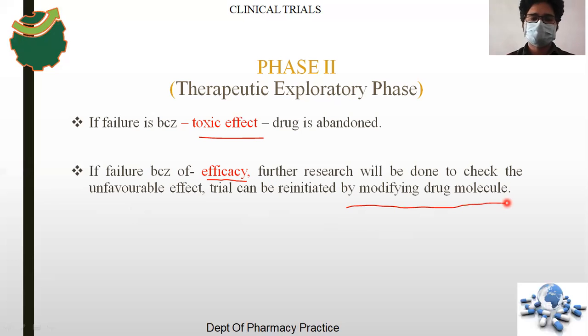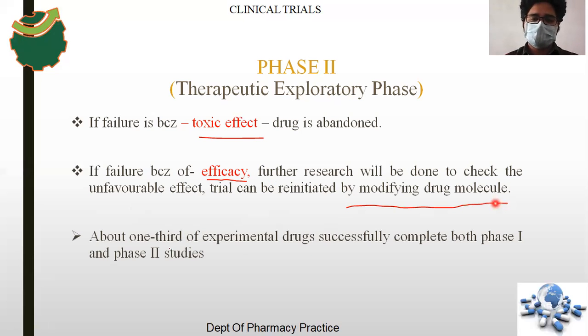Okay. And about one third of experimental drugs successfully complete phase 1 and phase 2 trials. There won't be many problems, only one third. The remaining two thirds will have one or other issues, maybe toxic effects or not working properly, not showing the highest efficacy which is needed, and about one third of the experimental drugs are successfully completed. So, yeah.